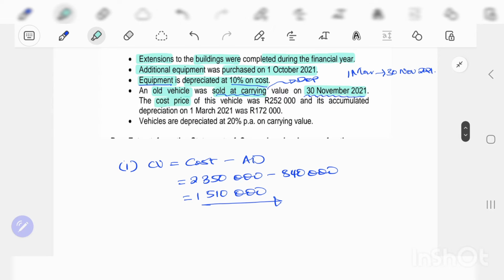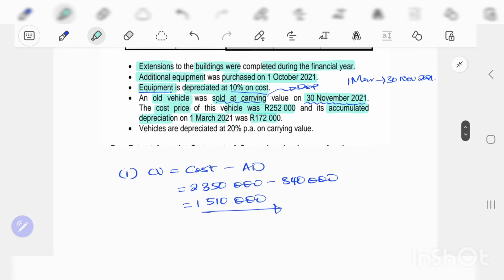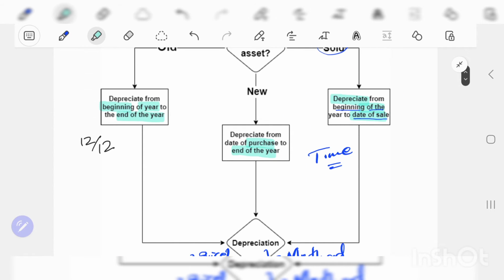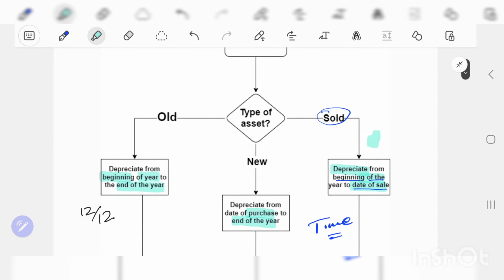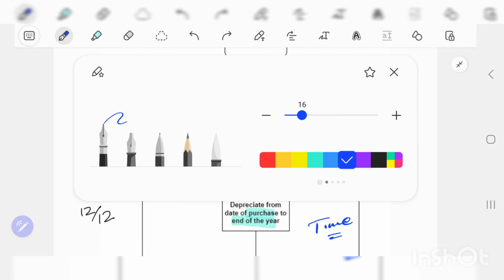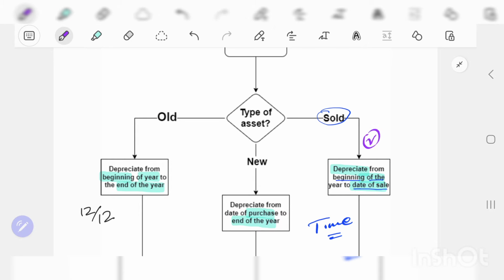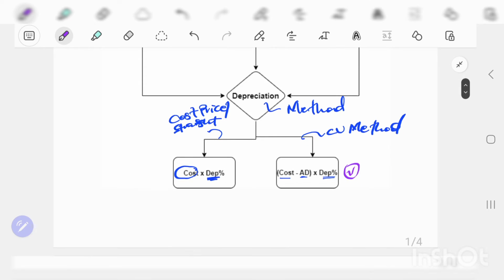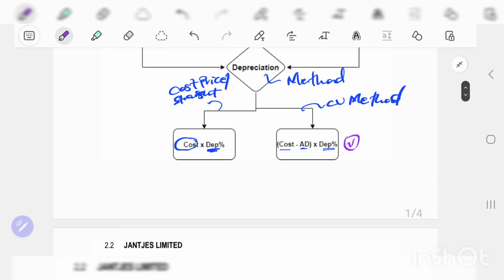You are given more information. You are told that the cost price of this vehicle is 252,000 rand, and the accumulated depreciation on 1 March 2021, at the beginning of the financial year, was 172,000. So we go back to the diagram. We've figured out that you are dealing with a vehicle that was sold during the year. Which method is used? The method of depreciation is the carrying value method.